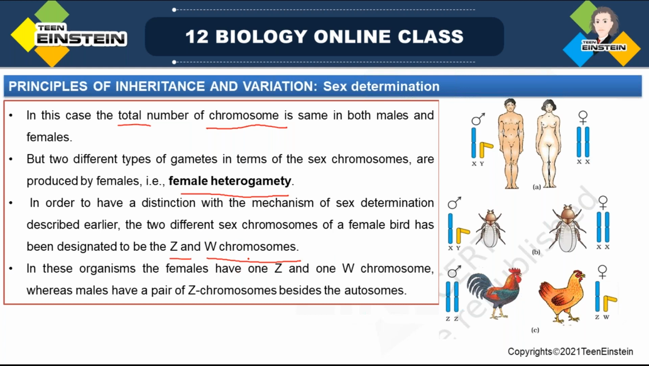So in these organisms, the female bird has Z and W chromosomes, but the male has a pair of Z chromosomes besides the autosomes. So in birds the female has one Z and one W chromosome, whereas the male has a pair of Z chromosomes other than autosomes.